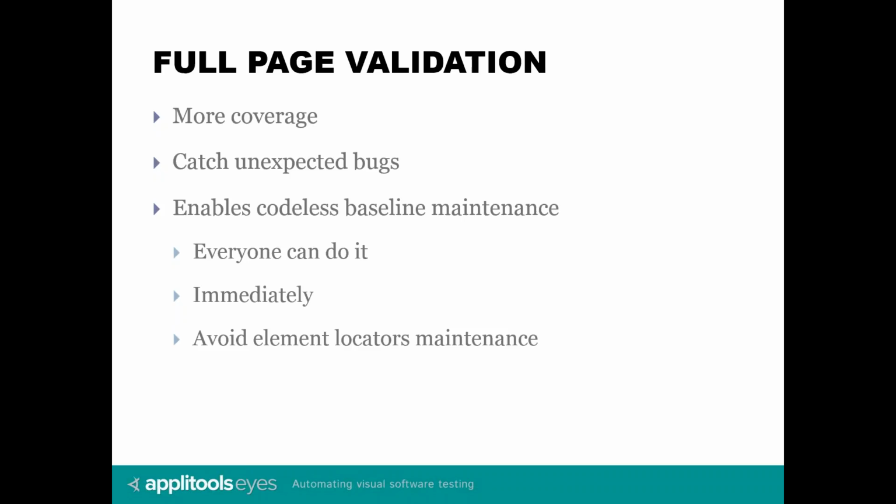And of course, you avoid maintaining all those element locators that are required to pinpoint the specific components you would otherwise have to test. As you well know, these element locators tend to break when your UI changes. So instead of having to go and fix those element locators in code when the UI changes, you can just approve or open bugs for the current screenshot that was taken.